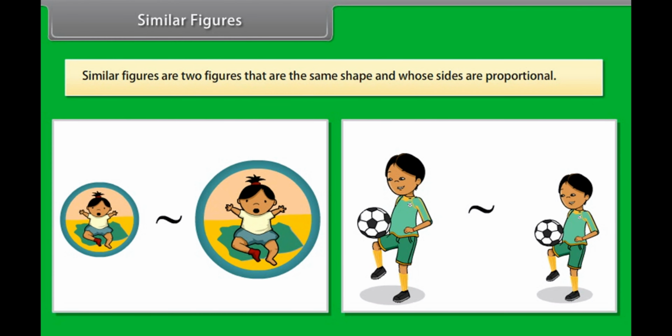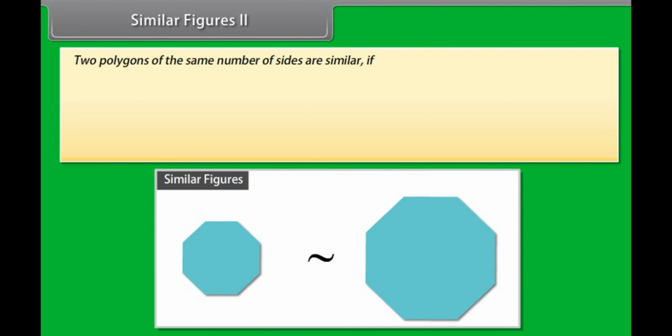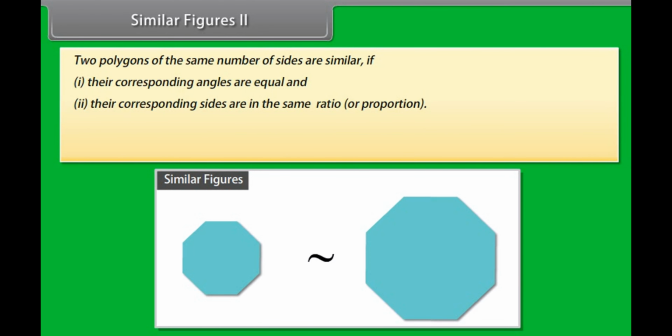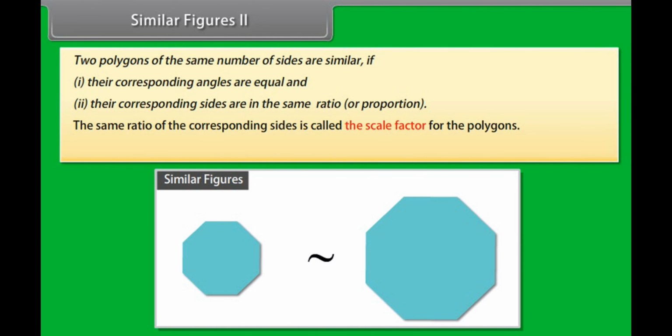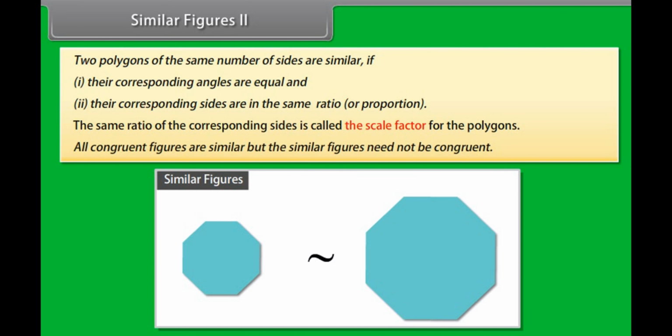So, similar figures are two figures that are the same shape and whose sides are proportional. Similar figures 2. Two polygons of the same number of sides are similar if 1. Their corresponding angles are equal and 2. Their corresponding sides are in the same ratio or proportion. The same ratio of the corresponding sides is called the scale factor for the polygons. All congruent figures are similar, but the similar figures need not be congruent.